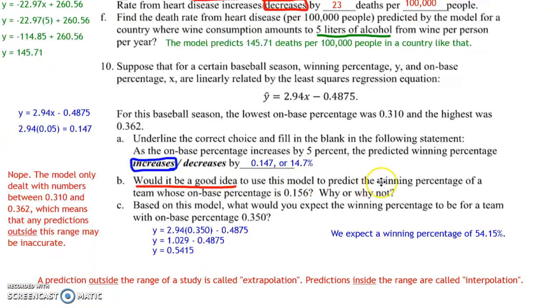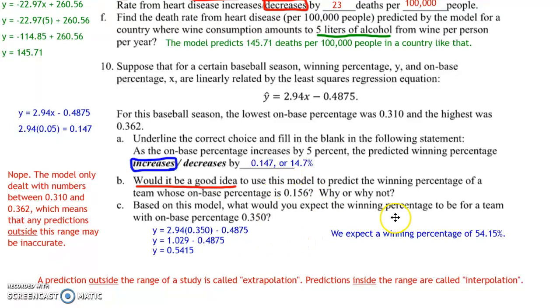Would it be a good idea to use the model to predict winning percentage for 0.156? This is called extrapolation. Extrapolation is outside of the range of the model. Our model only goes from 0.310 to 0.362. So asking us to predict something that's out here is crazy. It's just not something that's within our experience.